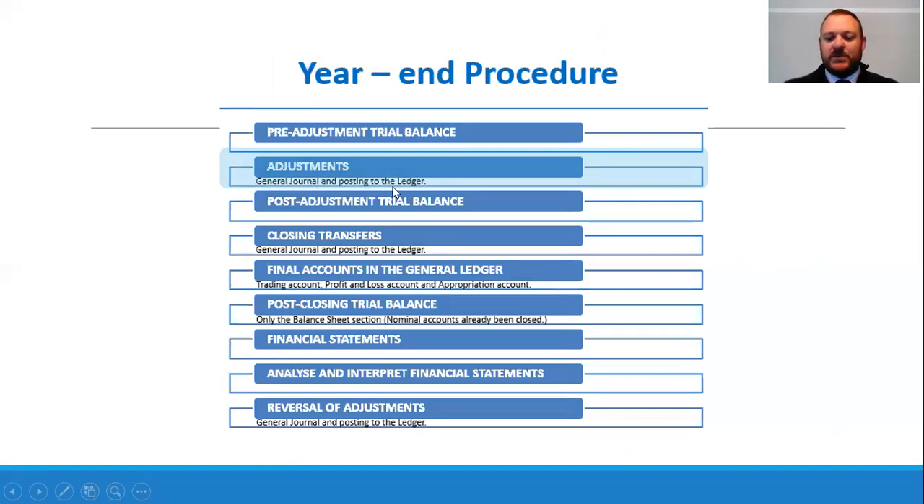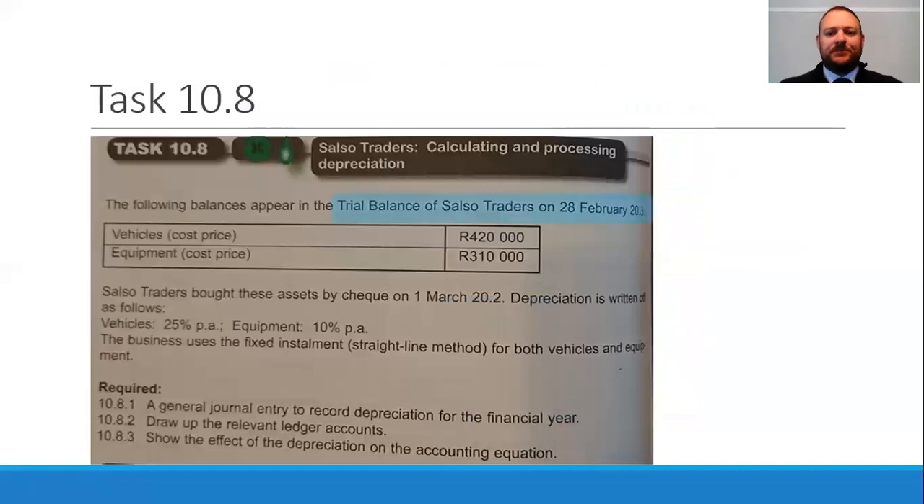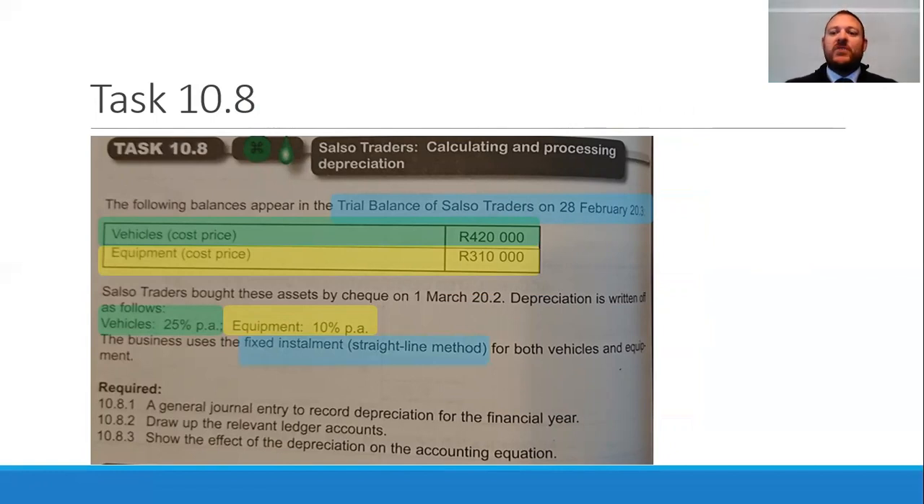And then from the general journal, you need to post that to the actual ledger accounts as well for depreciation and accumulated depreciation. So if we have a look at it, in this question, a trial balance is given to us. Vehicles, the cost price of 420,000, and they tell us that the depreciation there is at 25%. And for equipment, 310,000, and they tell us that the depreciation amount is 10% per annum. They also tell us in the question that we need to use the fixed installment or that straight line method. So in the previous little video, that would be using method 1.